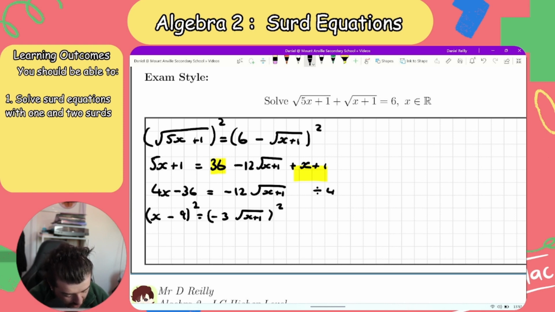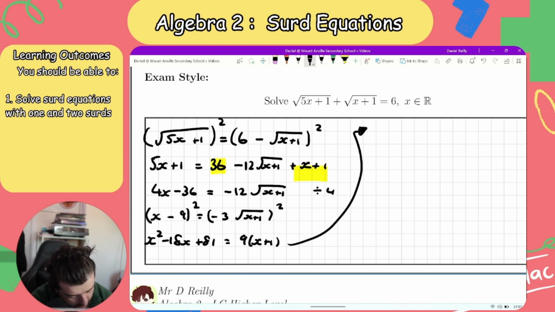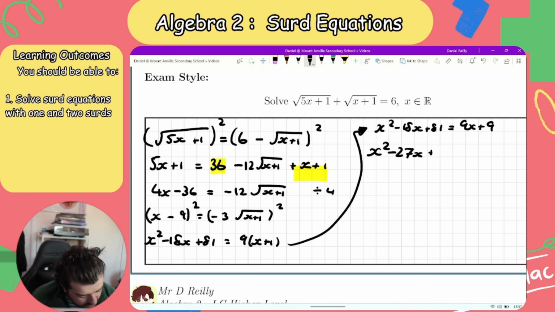Square both sides. I'm going to have here x squared minus 18x plus 81 equals 9 times x plus 1. So I'm going to have here x squared minus 18x plus 81 equals 9x plus 9. I'm going to have x squared minus 27x. 81 minus 9 is 72 equals 0. So let's open this up here.